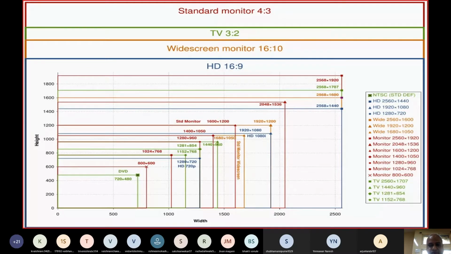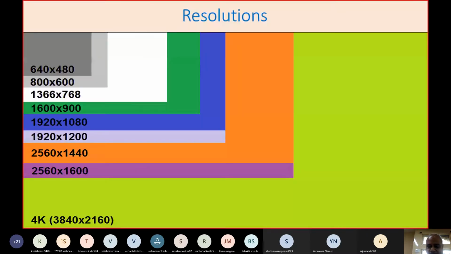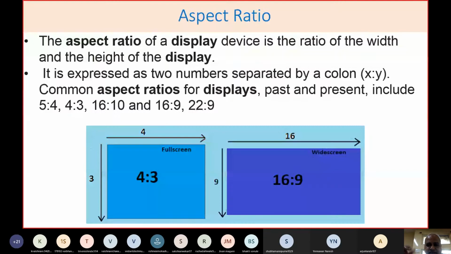So this is all about what I discussed about resolution. Then, as I said, aspect ratio. Aspect ratio is the ratio of the width to the height of the display. Most of the time, TVs used to have a 4:3 aspect ratio. That means horizontally it is 4 times wide and vertically it is 3 times.